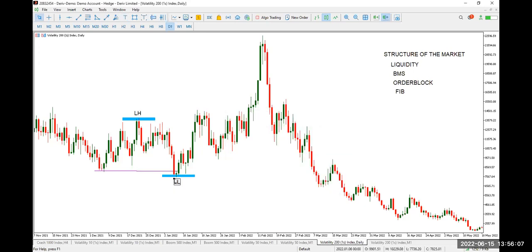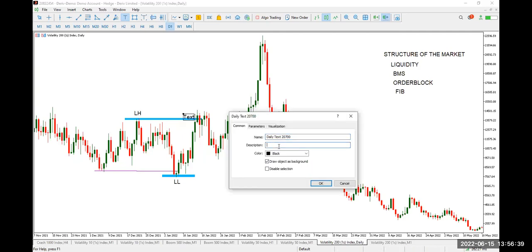From this lower low, the market went up and broke the structure to the upside, a change of direction, change of trend. So there was also a BMS here to the upside. From this lower low, the market broke our lower high, a break of structure. After this break of structure, our higher high becomes our high. So we have a BMS here to the upside.